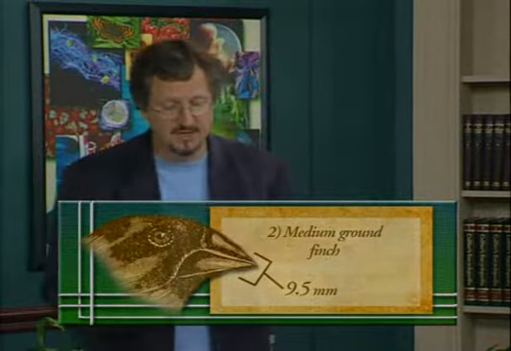Some birds in the population, however, have beaks with depths as large as 13 or 14 millimeters, and other individuals have beaks with depths that are as small as only 6 or 7 millimeters. In other words, there's actually about a twofold difference in the variation of the beak size in this population of finches.